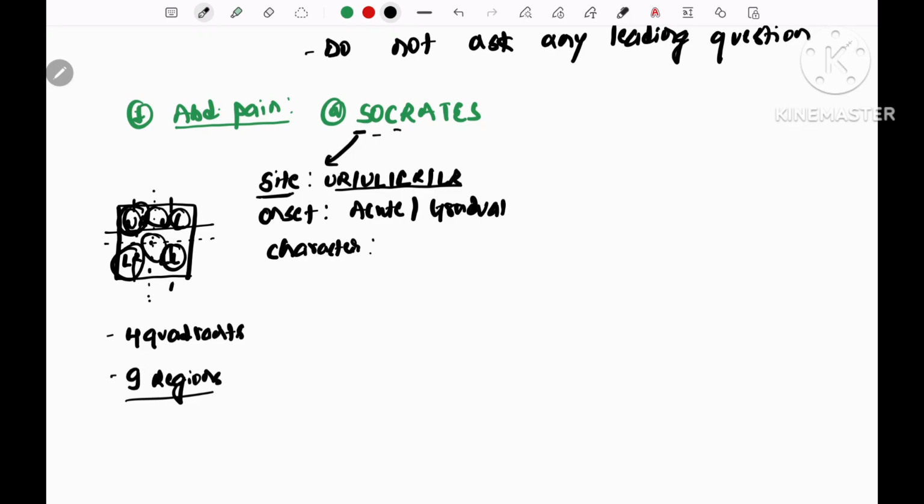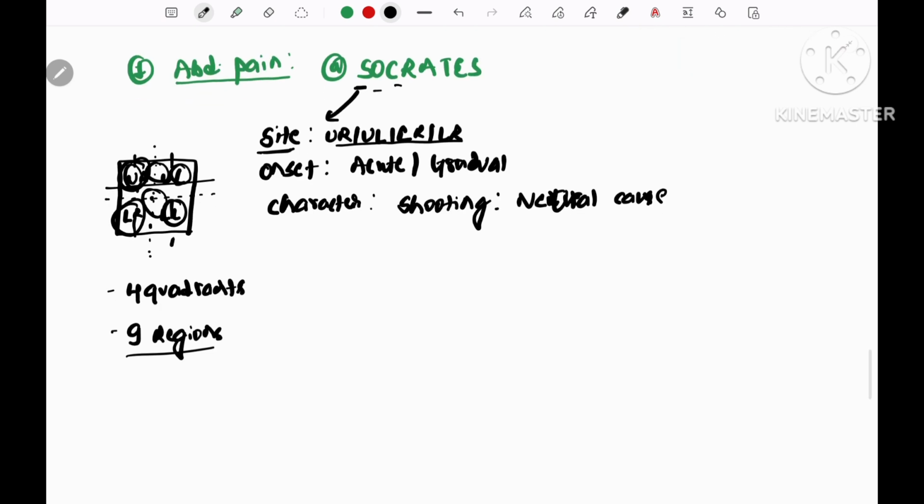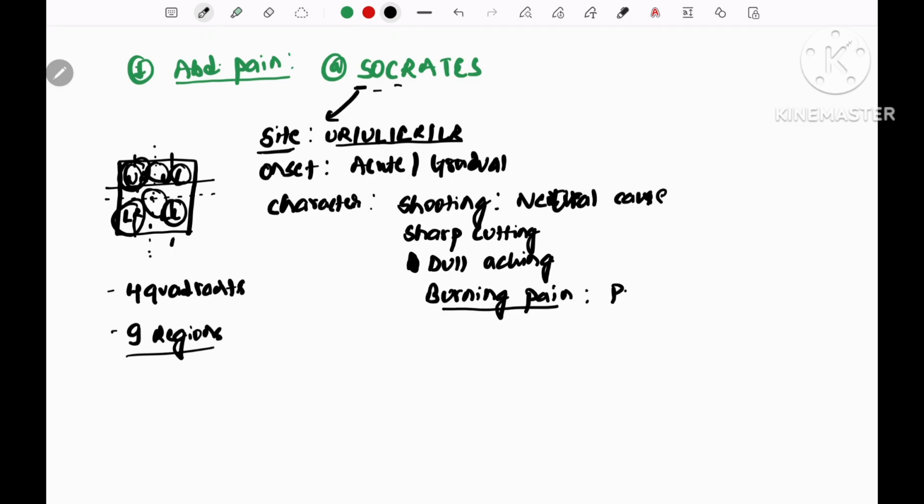If the pain is shooting pain, then it is most probably due to a nerve, a neural cause. Shooting pain is due to a neural cause. Other characters can be sharp, cutting-like pain, dull aching pain, or burning pain. Burning pain can be present, for example, in peptic ulcer.